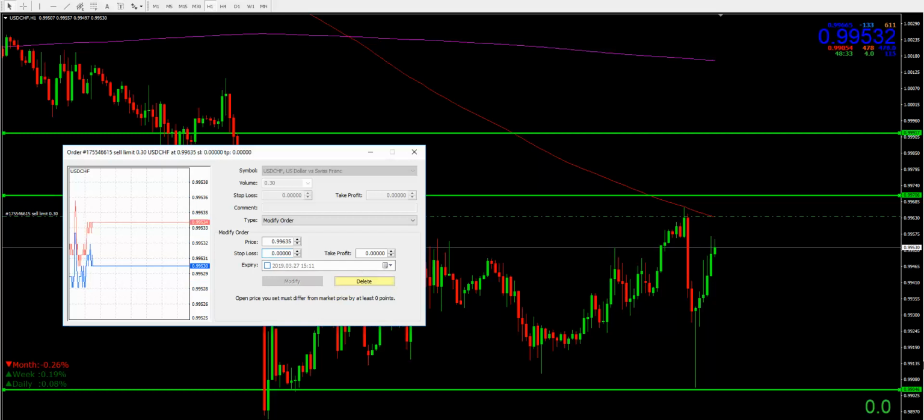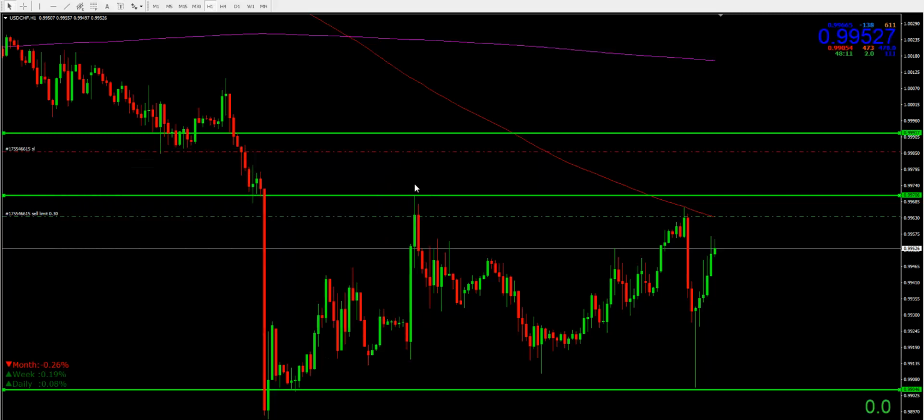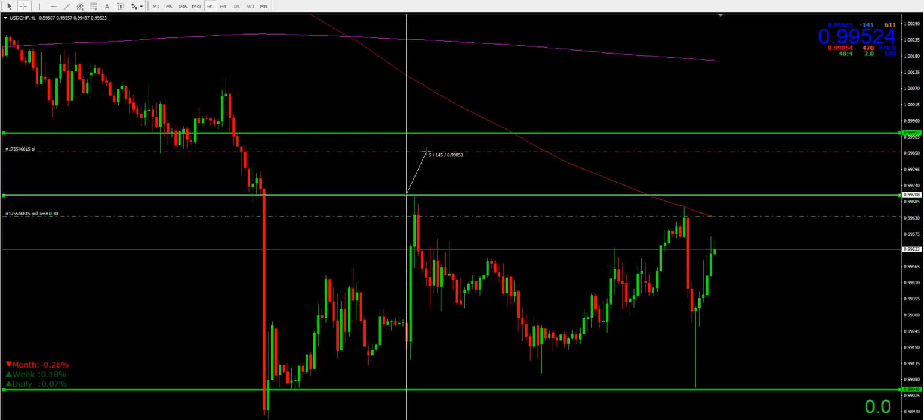my stop loss at 0.99 plus 22. That'll be 85.5. So that will be the stop there, 0.99855. If we modify that, we see that it sets the stop loss from here to there at about 15. Did I get my calculation wrong? Let's do that again.